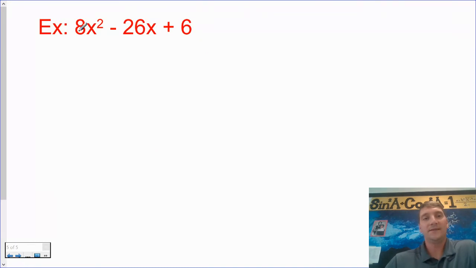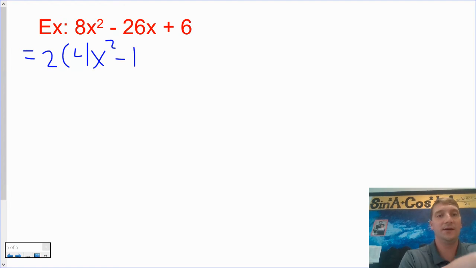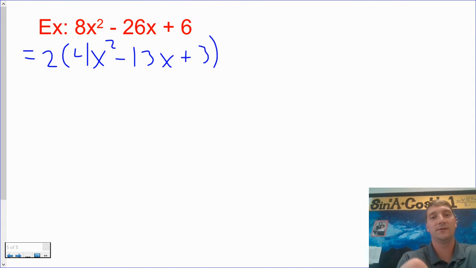One more. On this one, if I look here, I have a GCF that I can factor out. All these are divisible by 2, so I can GCF out a 2. I take 8 divided by 2, that'll give me a 4x squared. And then take this -26 divided by 2, that'll give me -13x. And then 6 divided by 2, that'll give me a +3. So now I'm just going to worry about what's in the parentheses here.